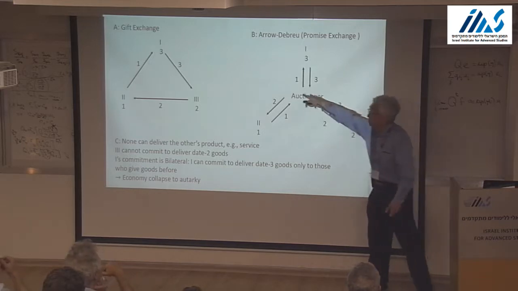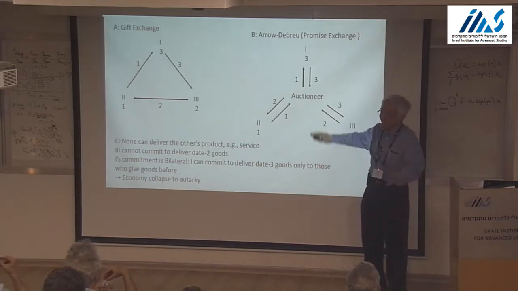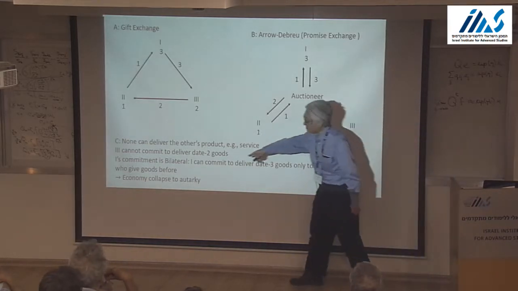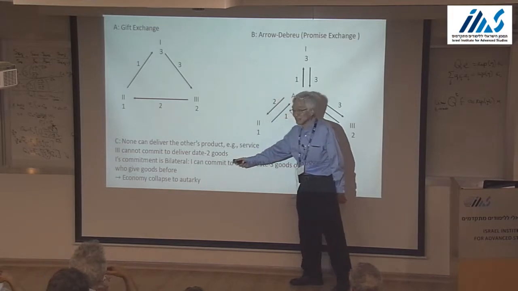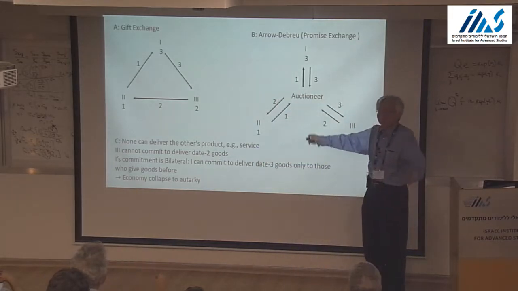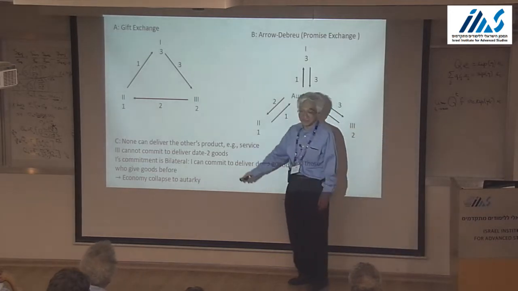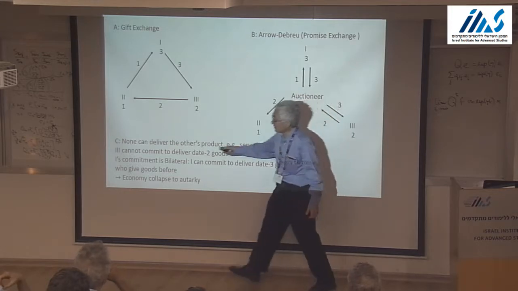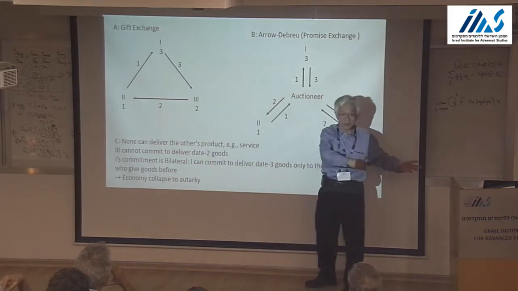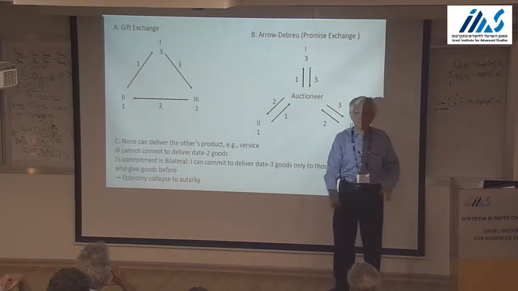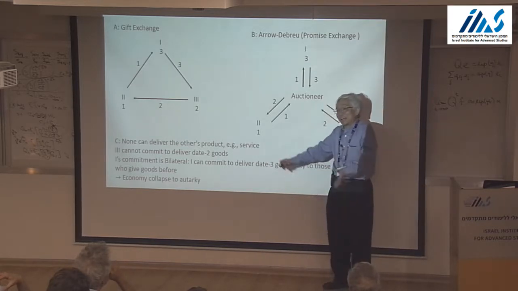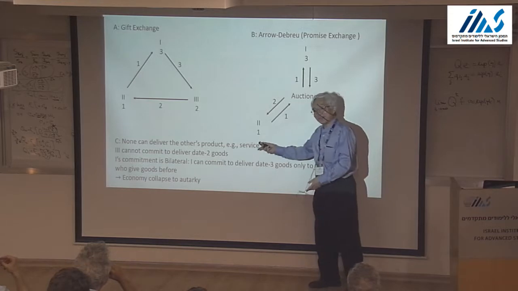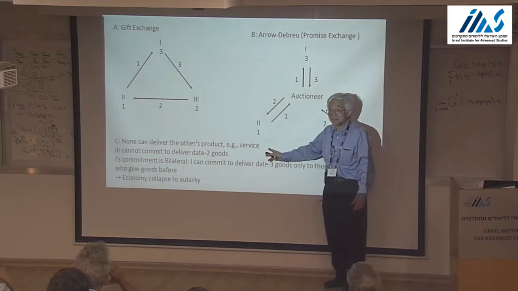So both gift exchange and Arrow-Debreu work rather well. The problem is if not everybody is reliable. For example, a type 3 agent is not so reliable. When date two comes, they don't produce the goods for the type 2 agent. Also, none of them can deliver other people's goods. Think about this: goods are like a service. I can teach economics, but I cannot do the haircut, so I cannot transfer the haircut to you. That's the situation we have. Okay.